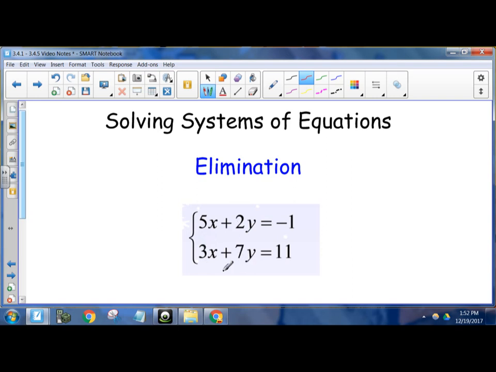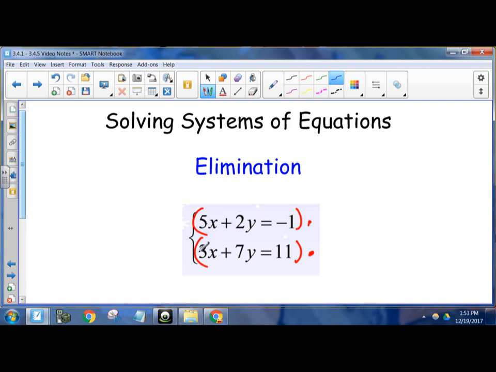So you have to ask yourself, okay, I'm going to need to multiply both equations by something. Now, keep in mind, you want to get one of the variables, just one of them, to have the same coefficient but opposite sign. So one should be positive and one should be negative. Okay? So it doesn't matter which one you pick. I'm going to pick x.